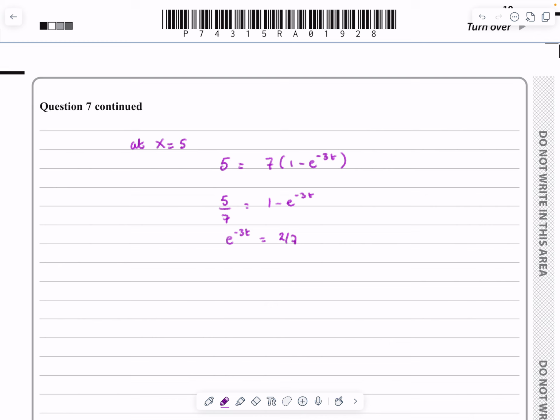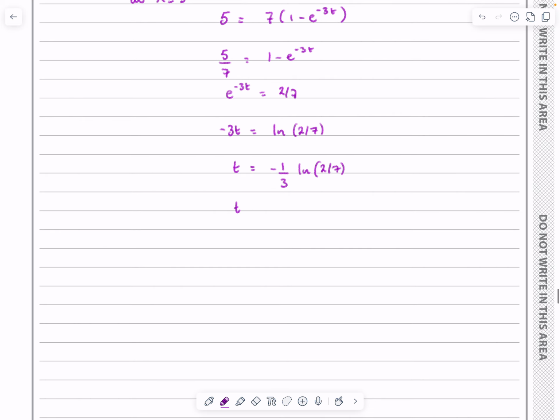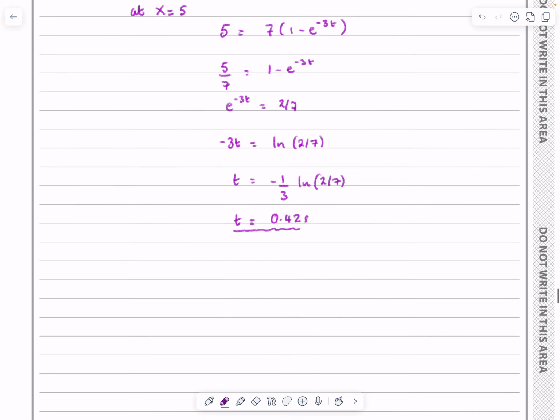Do the opposite of e now, which is to log both sides. So logging both sides, I'm going to get that minus 3t is log 2 over 7. So t will work out to be minus a third log 2 over 7. There's all sorts of things you could do with that, but they didn't ask for an exact value. They didn't ask even for it to have it in terms of log 7s or log 2s or whatever. They just said to 2 significant figures. So we can just work that out as a decimal. It works out to be 0.42.